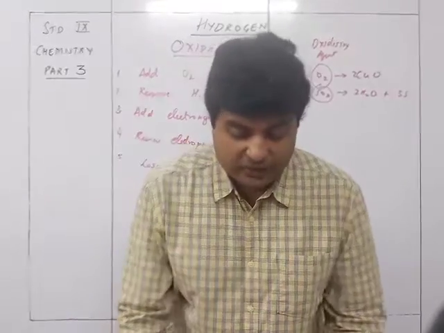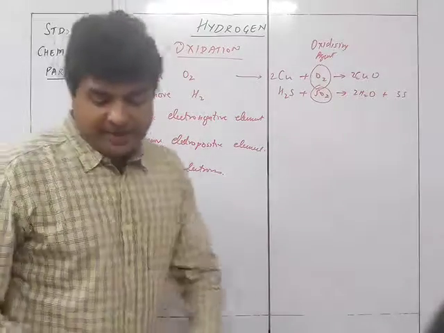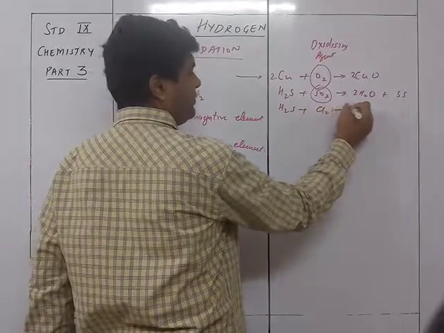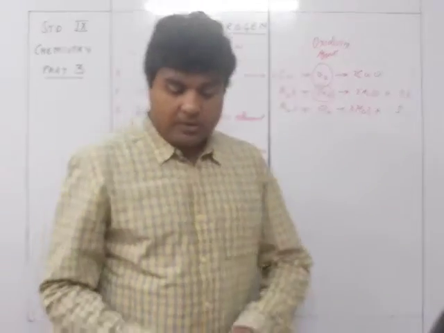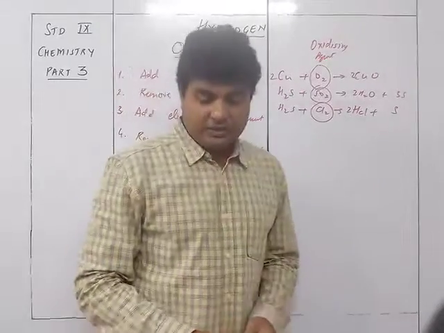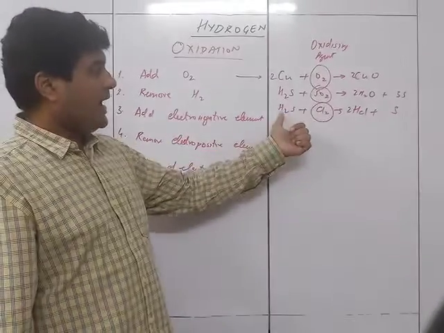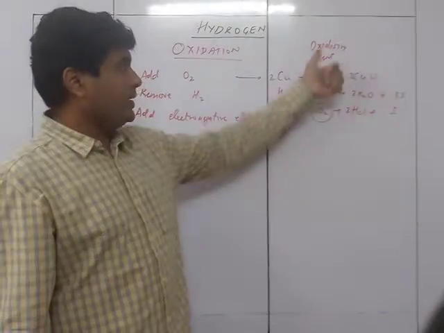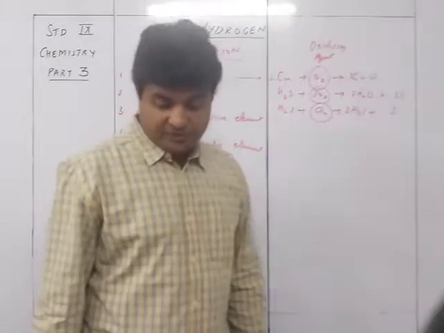The next one is removal of hydrogen from the substance. You can have the same kind of reaction, H2S plus Cl2 giving 2HCl plus S. You can see that here again Cl2 becomes the oxidizing agent because it is removing the hydrogen from sulfur. So hydrogen is being removed from hydrogen sulfide to give you sulfur. So Cl2 becomes the oxidizing agent, and this is an example of removal of hydrogen.